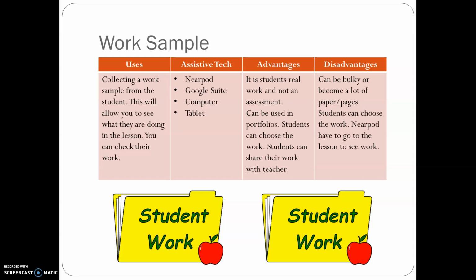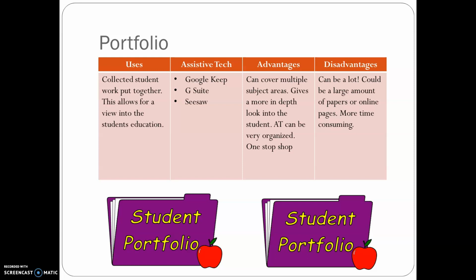Some of the disadvantages can be that it can be bulky and can become a lot. So it's very important to make sure that you keep this organized. Students also get to choose their work that they send at times, so they're going to be kind of picky on what they do send, so you may not get a full example of what the student actually knows. Finally is our portfolio. Portfolios put together student work samples and things that they do throughout the year. Google Keep, G Suite, and Seesaw are some of the top assistive technologies.